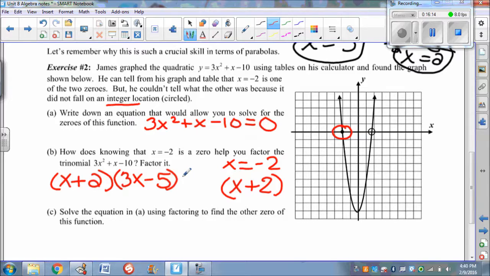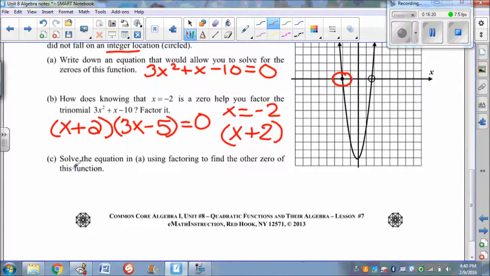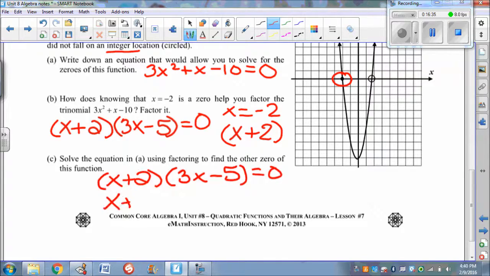Now let's take that idea and say, okay, well, it's set equal to 0. That's asking us in part C. And now it says solve the equation in A using factoring to find the other 0 of this function. So we just did that. We've got this all set up for us. It's factored. It's equal to 0. Set both factors equal to 0 and solve for the x-intercepts, or the solutions.